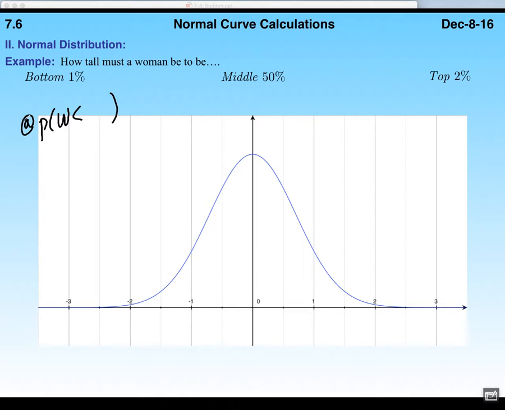Who's the shortest female in here? I'm 5'3". Okay, so 63 inches. Let's figure out what proportion of women are shorter than Brooke. Is anybody shorter than 63 inches? You're 5'2". Okay, well you're close to 63. The first thing you're going to do is convert it to a z-score. So that W changes into a z.